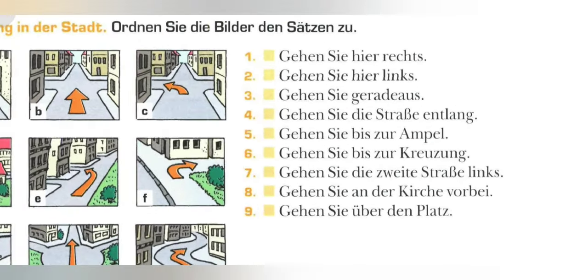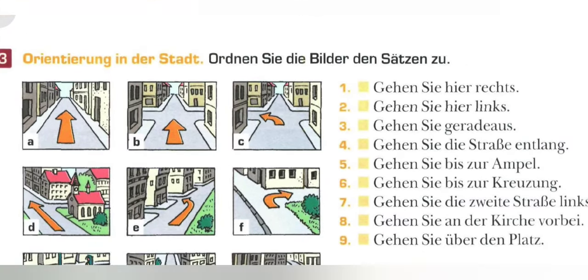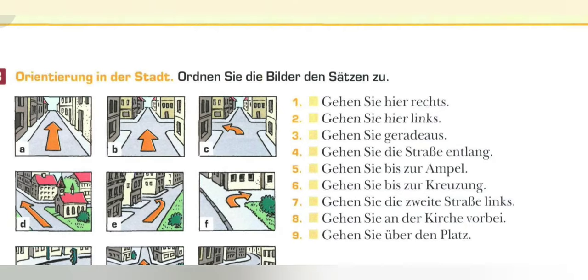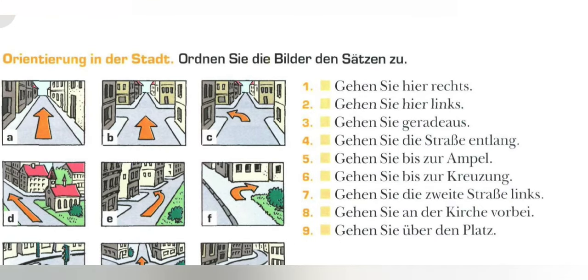And next, the second picture is also straight, but they have like four ways in it. So here we have to find something crossable. So here, yeah, the B picture matches with the sixth one. Gehen Sie bis zur Kreuzung. And the C picture is matching with the second one because the left turn is here. Gehen Sie hier links. And the D picture is matching with the eighth one.